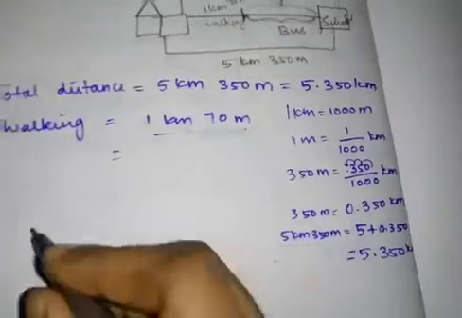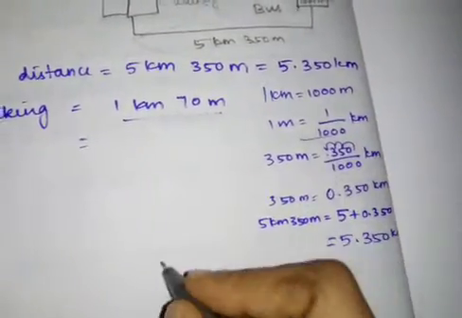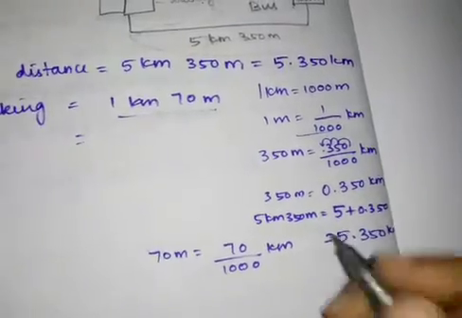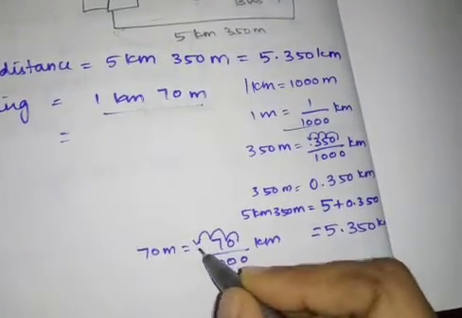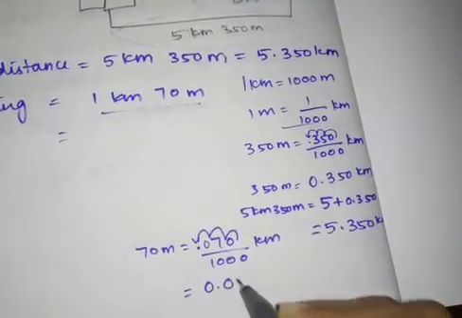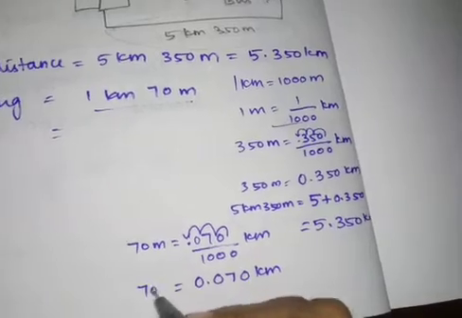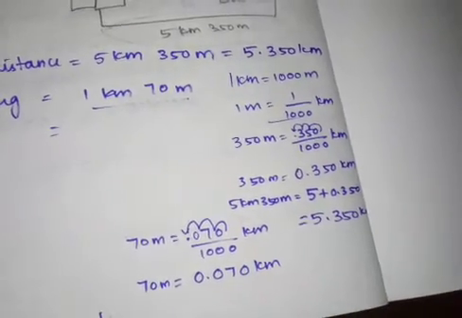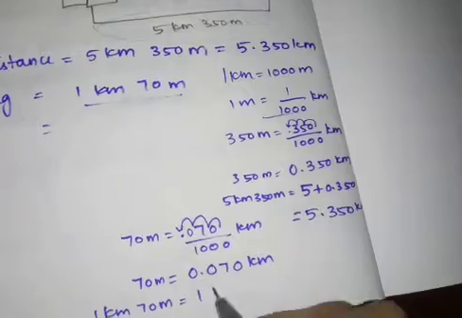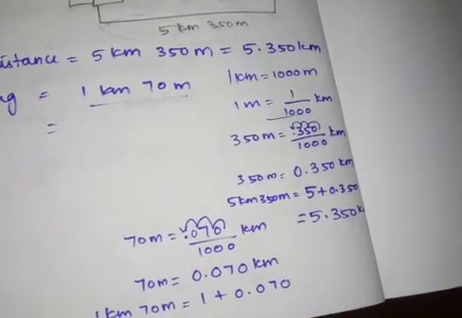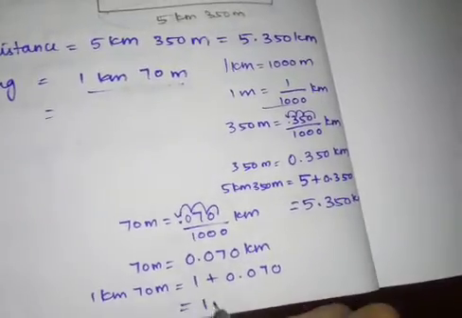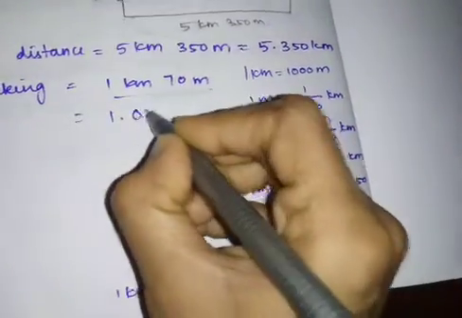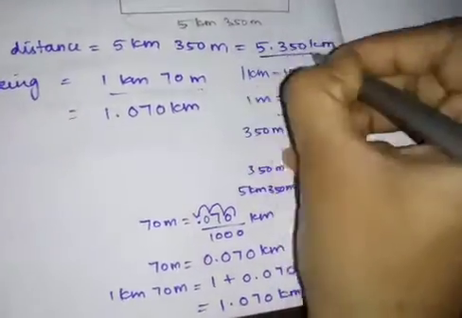Now we are supposed to convert the other one. In the same way, 1 meter is equal to 1 by 1000 kilometer, correct? So 70 meter is equal to 70 divided by 1000 kilometer, correct? How many places? 1, 2, 3. You will keep the decimal point here, with one extra 0. So 0.070 kilometer. So 70 meter has been converted to 0.070 kilometer. Now 1 kilometer 70 meter becomes 1 plus 0.070, which is nothing but 1.070 kilometer. Now this has also become kilometer.